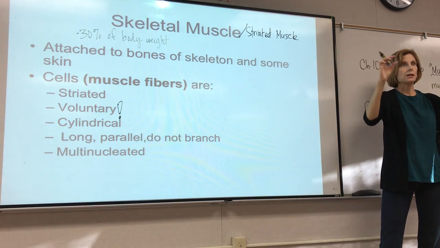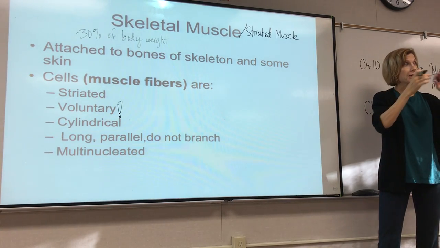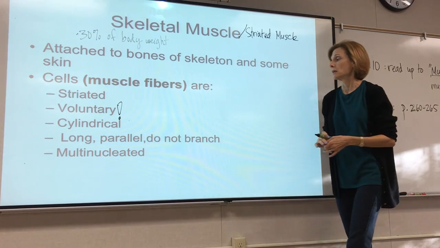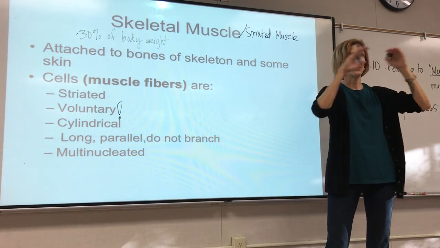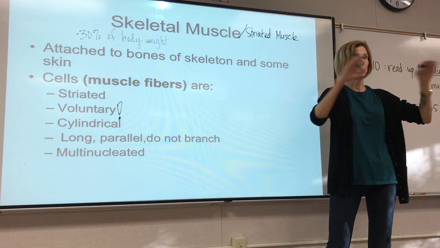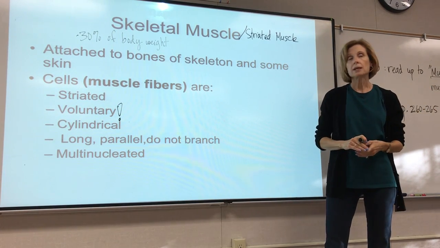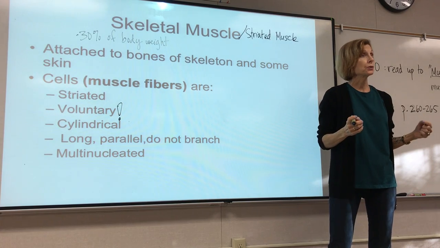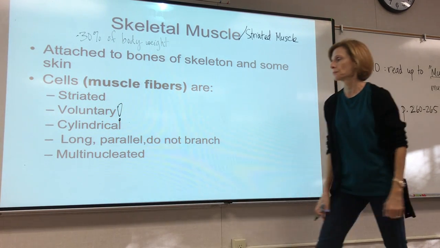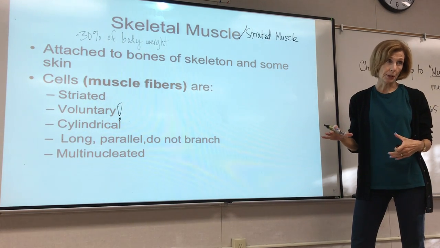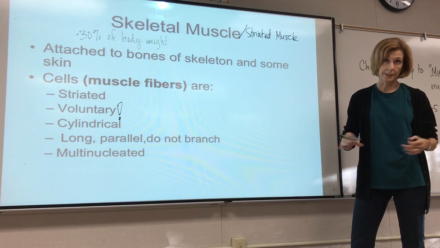Okay, the cells are cylindrical in shape, like little ropes. And they are long and parallel. They do not branch, so they're all lined up parallel to each other. Each cell will have many nuclei, so we say they are multinucleated. This is a very easy tissue to identify. It does not look like anything else.